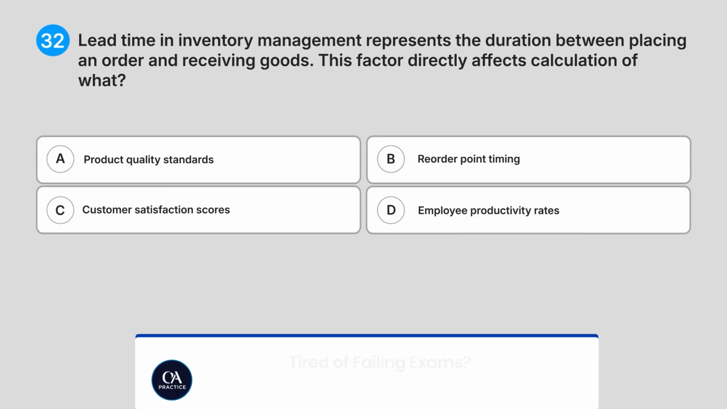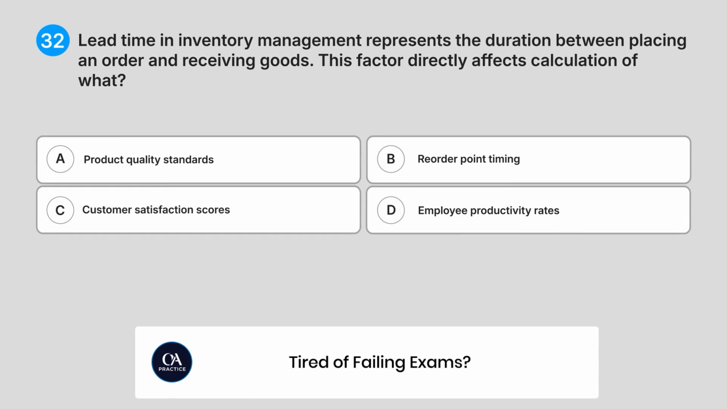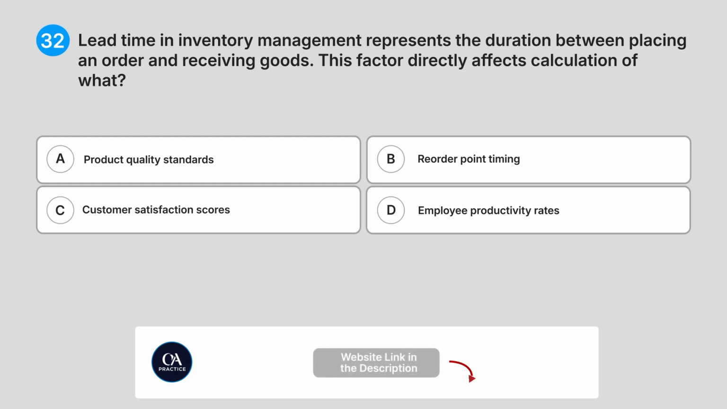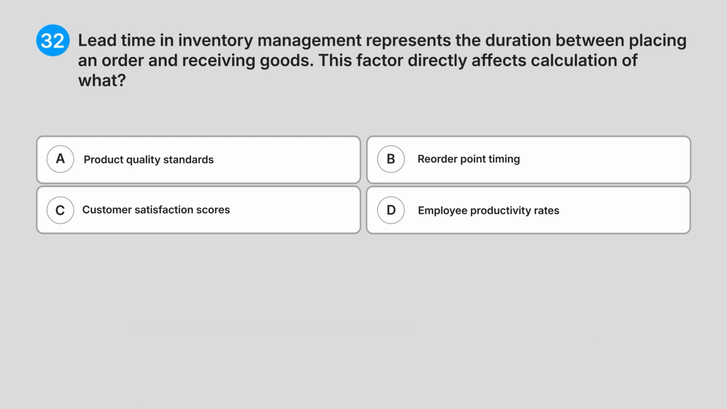32. Lead time in inventory management represents the duration between placing an order and receiving goods. This factor directly affects calculation of what? A. Product quality standards. B. Reorder point timing. C. Customer satisfaction scores. D. Employee productivity rates.